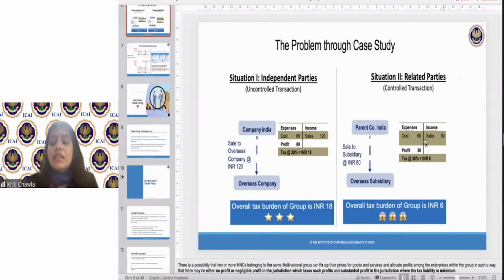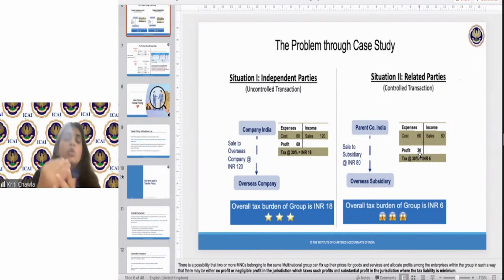So Article 9 says that if related parties are not transacting at prices which are influenced by commercial relations, then there will be a loss of profit. The profit will be less in this particular situation. So the profit is less here, which is 20 rupees. So Article 9 says that if profits are lesser in a related party situation, then what we'll do is we'll look at an independent situation.